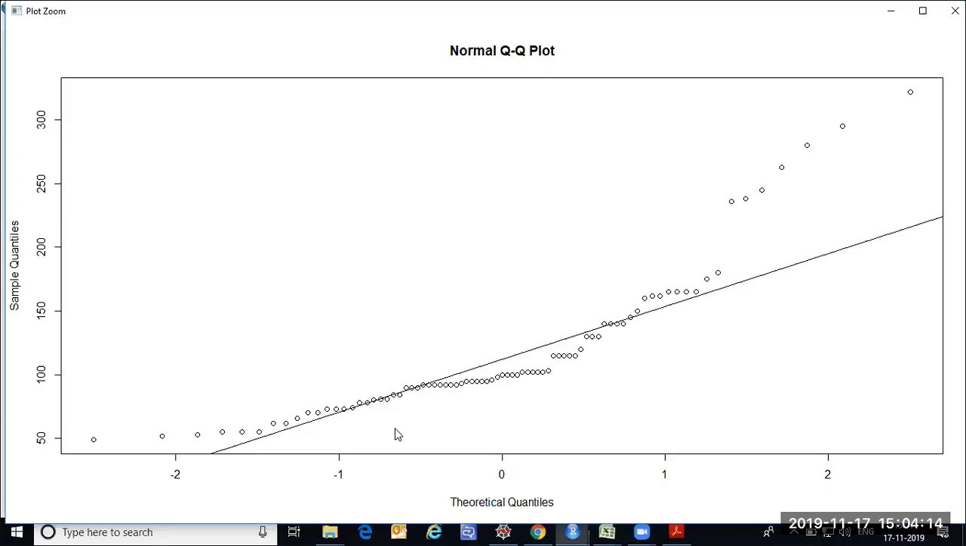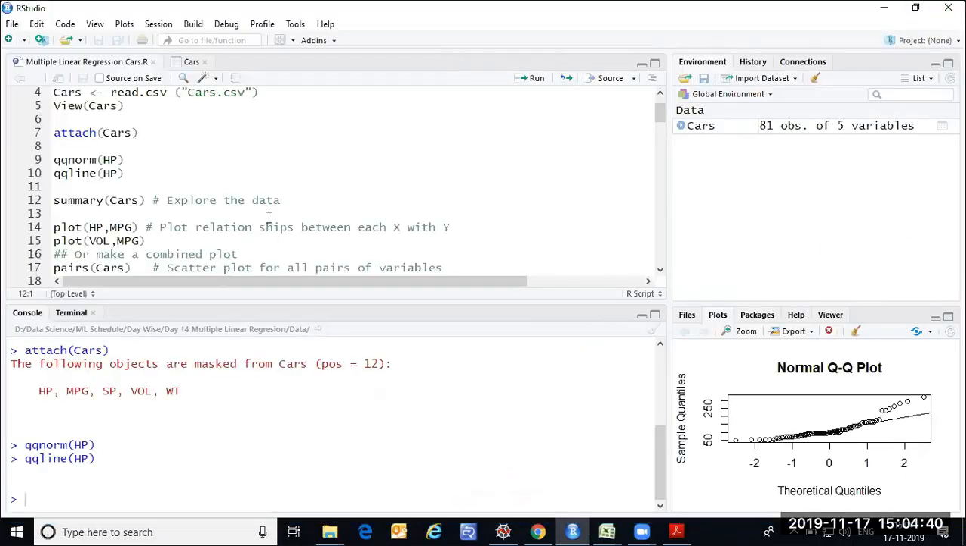But looking at this, do you think the HP data is following normality? How many of these data points are falling exactly on the reference line? Very less, right? So some of us might feel it's close by to that reference line, that is still fine. And that's where we need to look at the other measures.